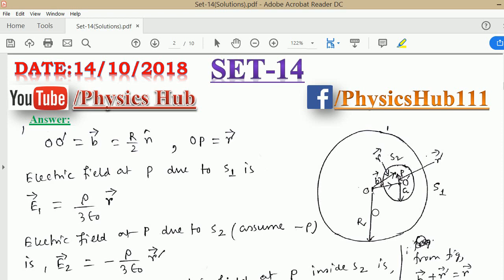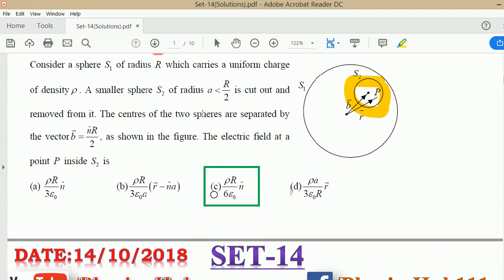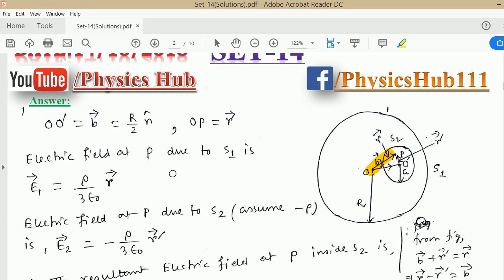So as you can see, if you take this as origin, and this is the origin of the cutout sphere O prime, and this distance is denoted by this vector b, and this OP is denoted by r, and this difference vector is denoted by r prime. So O prime equals b equals r by 2 n cap, as given. OP equals r, this we also assume. So the electric field at P due to S1, meaning due to the bigger sphere, is E1 equals rho by 3 epsilon naught r cap. R cap is the radial vector.